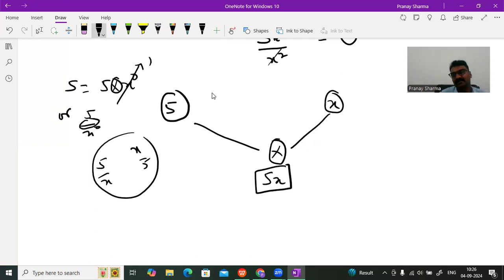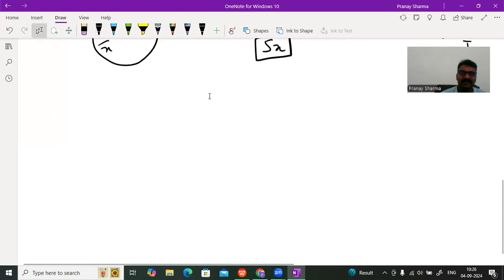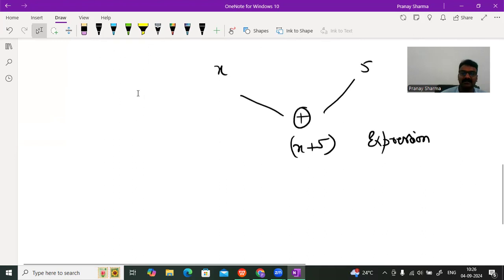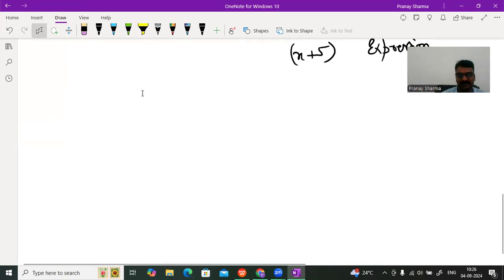Can x alone be treated as a term? Yes, because this can be written as a combination of a constant and a variable in this format. So this can also be treated as a term. However, if you connect them using plus or minus, say you are connecting them using plus, this will give you x plus 5. This is nothing but an expression. Rather, I should say a linear algebraic expression, linear meaning the maximum power of a variable is 1.